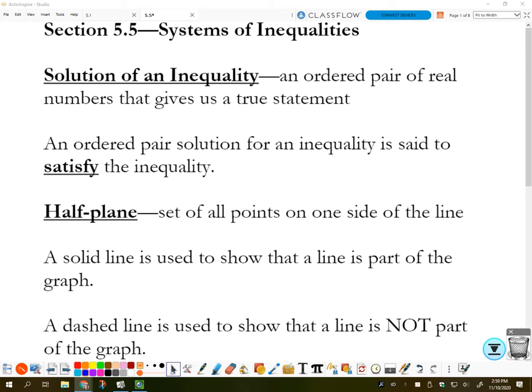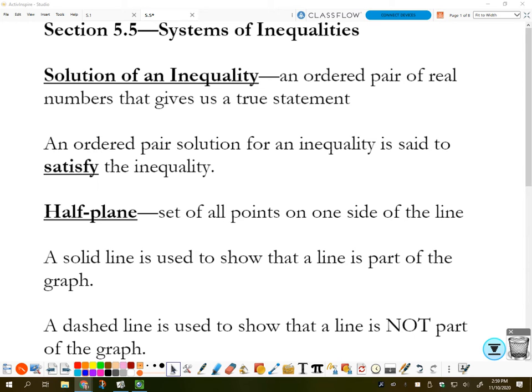The solution of an inequality is any ordered pair that gives us a true statement. Remember, inequalities are the ones where you've got to graph the line, either dotted or solid, and shade one way or the other, because you have an infinite number of solutions that fall under the line or over the line. If it's a system, then it's where their shading overlaps. So an ordered pair solution for an inequality is said to satisfy the inequality. For it to be a solution to a system, it's got to satisfy both.